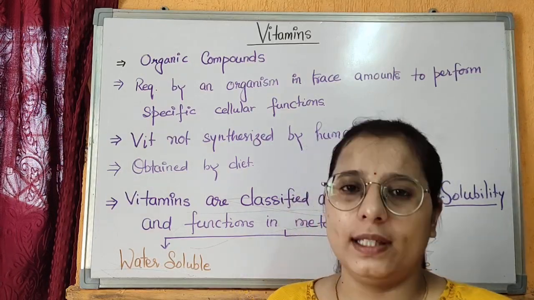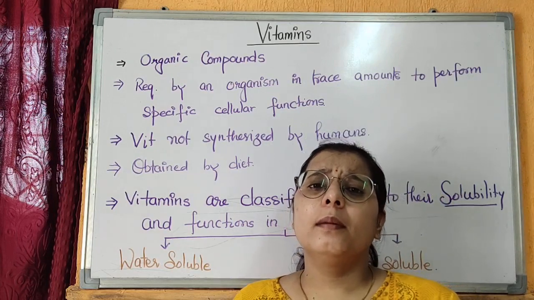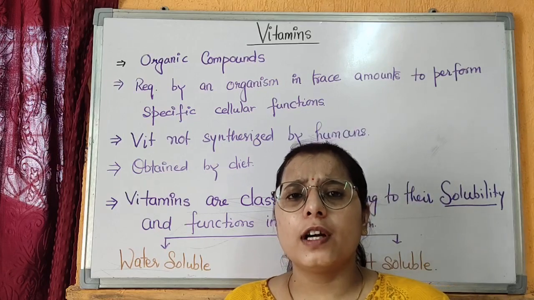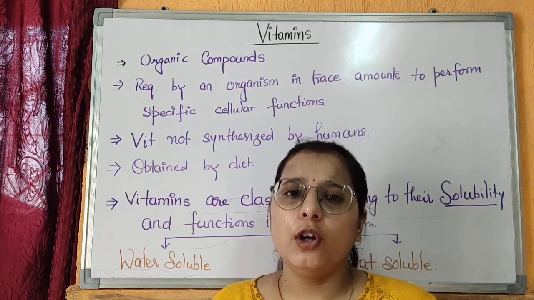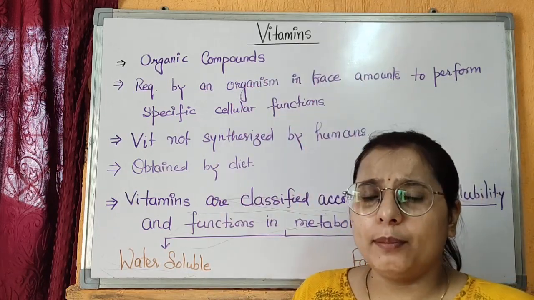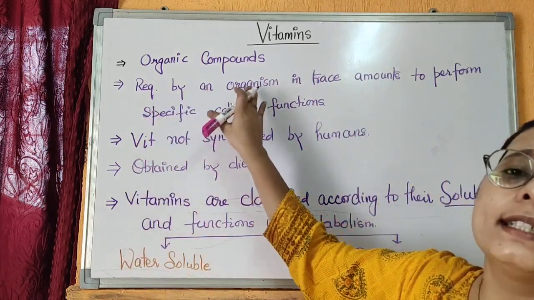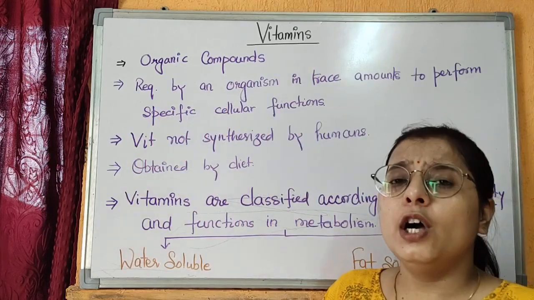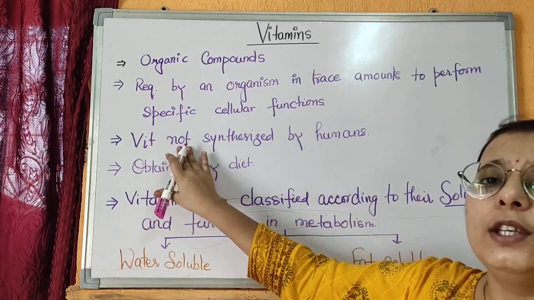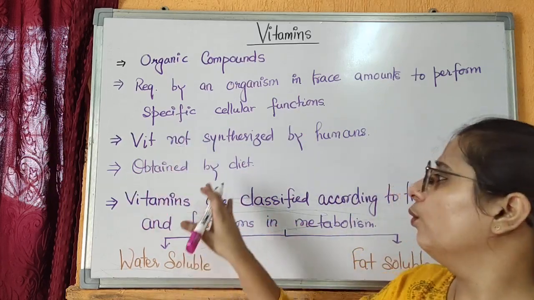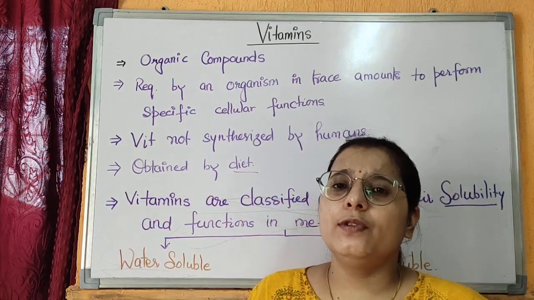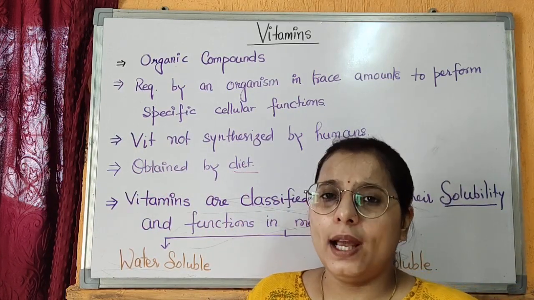Today's topic is vitamins, the fourth major biomolecule that is very important for a number of functions and metabolism in a living organism. Vitamins are organic compounds which are required in very trace amounts in an organism to perform a specific function. They are not synthesized by humans and can be obtained only from the diet. So we have to always take a diet that is filled with the vitamins that are required by our body.